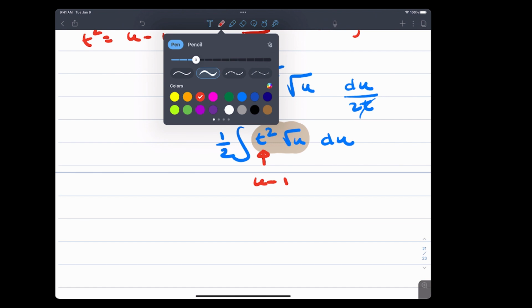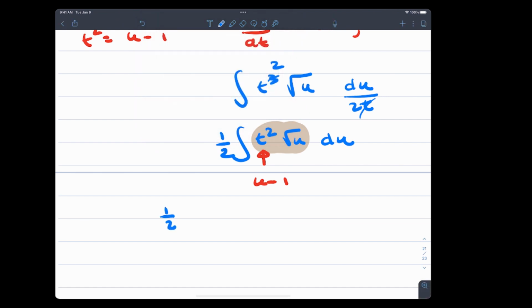So you replace this now with u minus 1. This is still a u sub kind of question. U minus 1, this is now u to the 1/2 du. Your limits have to be in terms of u, though. So you're going to have to convert your limits as well. It's not just t. You got to convert the limits.